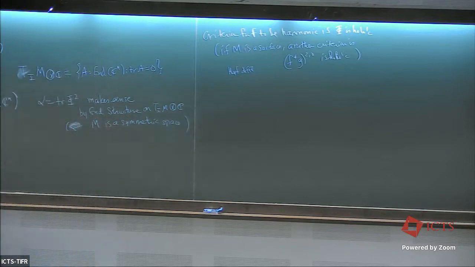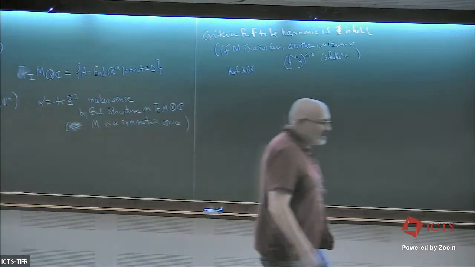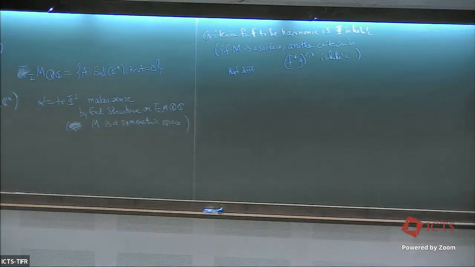Since M is this sort of symmetric space, we have this extra structure on the Higgs field to have this nice relationship. All right. So that's a little bit of a recap.